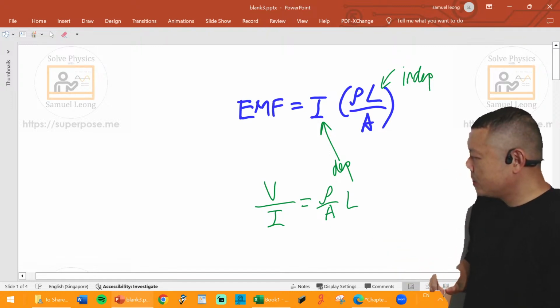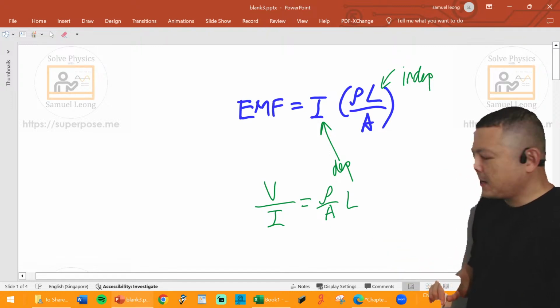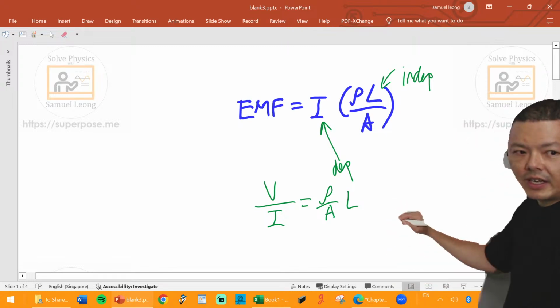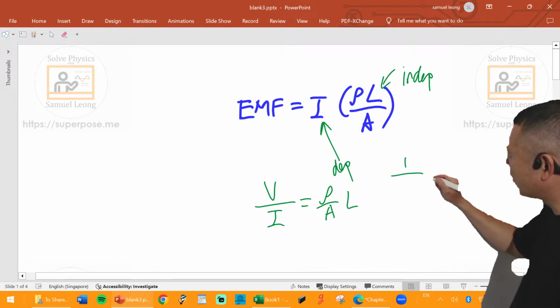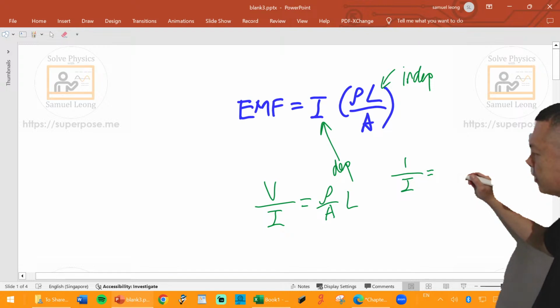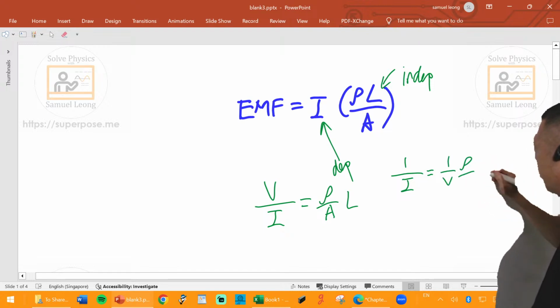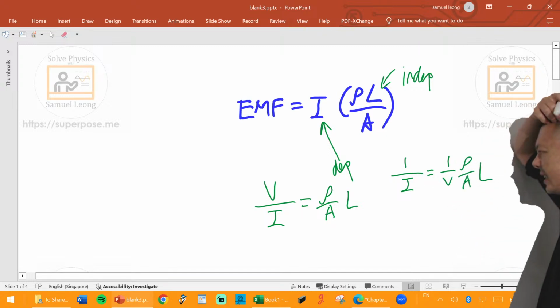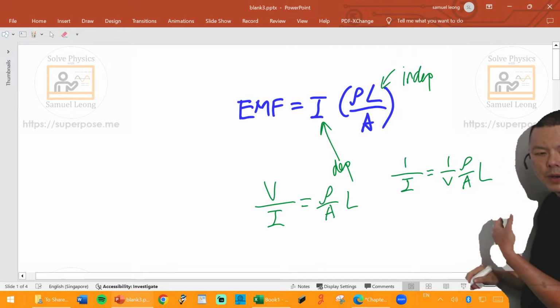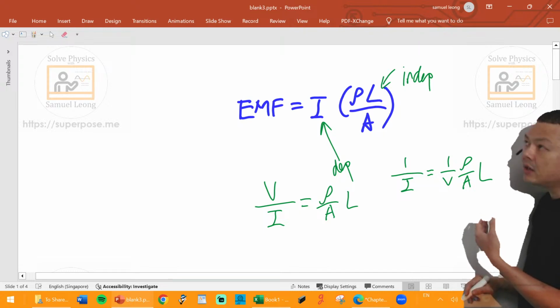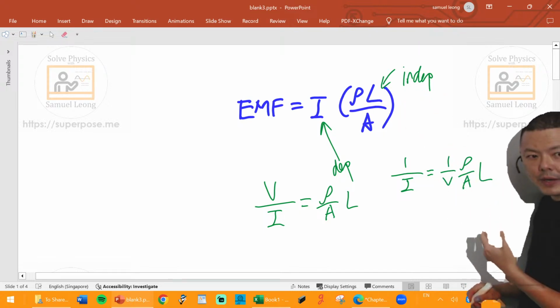Maybe I will rearrange it again. I rearrange it to 1 over I equals 1 over V times rho over A times L. Like that. I think I may rearrange it like this. Your independent variable should be on which axis? X or Y axis?